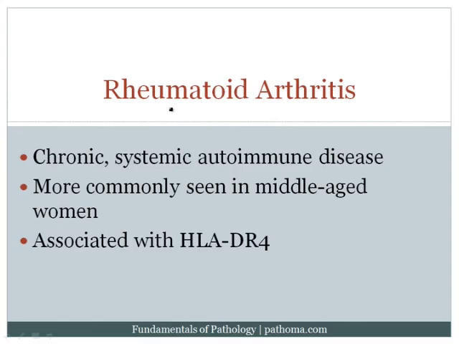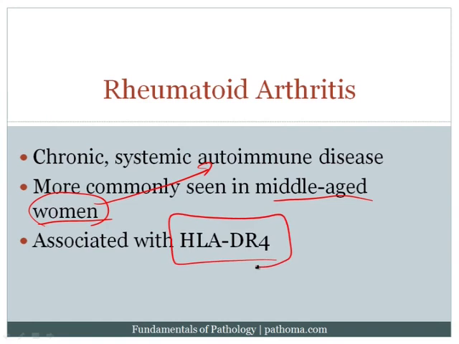Rheumatoid arthritis is a chronic systemic autoimmune disease. It's more commonly seen in middle-aged women. That's consistent with it being autoimmune. And it's associated with HLA-DR4. This is particularly high yield for board exam purposes.